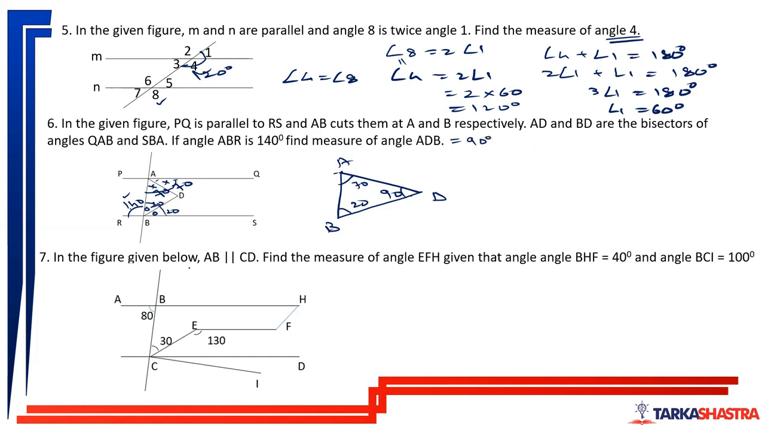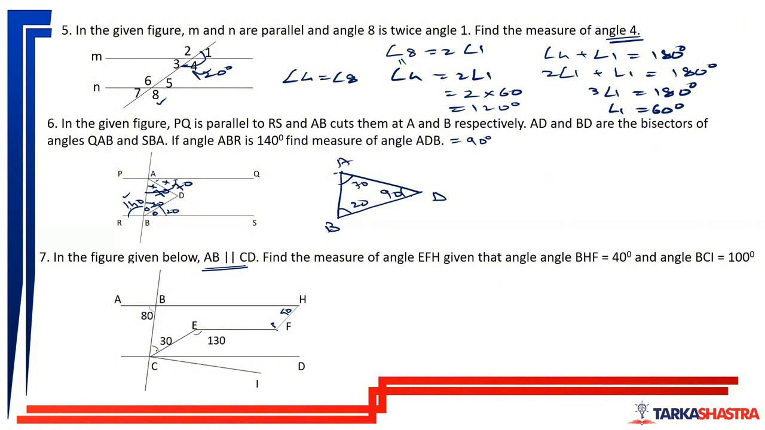Next, in the figure given below, AB is parallel to CD. AB means nothing but AH, which is parallel to CD. Find the measure of angle EFH. They are asking us to find out the measure of angle EFH. Given that the angle BHF is 40 degrees, this is 40 degrees, and angle BCI is 100.